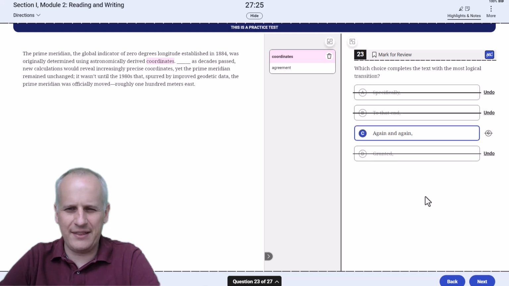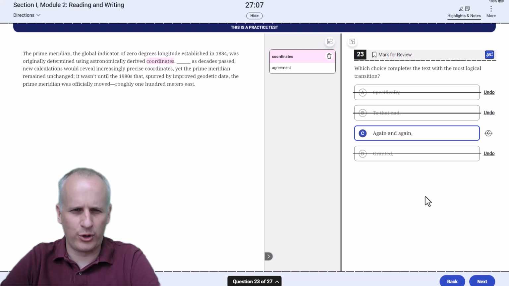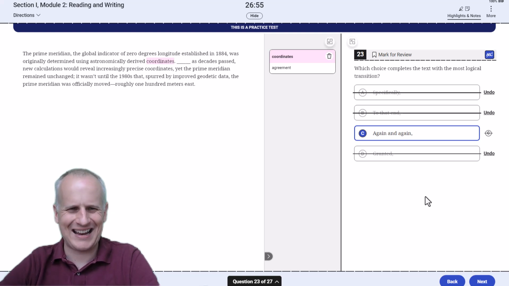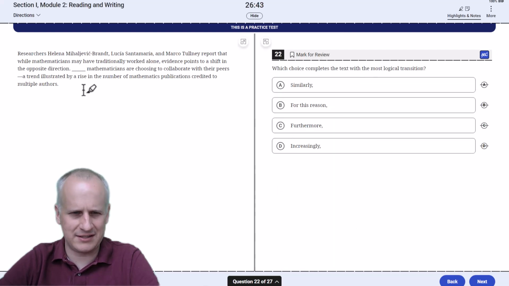We would want to read this back into the sentence like we did with the vocabulary and context questions on the exam. So we'll do that here just once to illustrate how we can ensure that the narrative is coherent throughout. The prime meridian, the global indicator of 0 degrees longitude established in 1884, was originally determined using astronomically derived coordinates. Again and again, as decades passed, new calculations would reveal increasingly precise coordinates, yet the prime meridian remained unchanged. It wasn't until the 1980s that, spurred by improved geodetic data, the prime meridian was officially moved roughly 100 meters east, and that should be an overall coherent narrative as you consider it. And C, of course, is our correct answer, and we'll hit back to see another of this type of question.